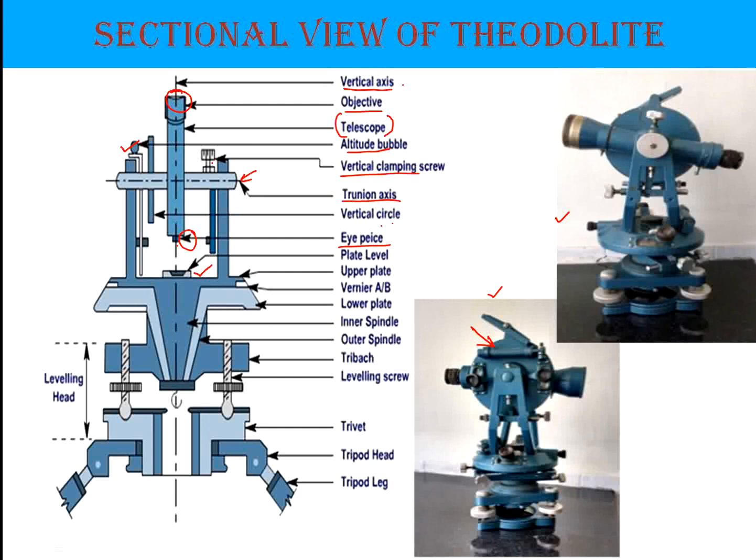Now vertical circle. Vertical circle in the sectional view, you can see here this will be the vertical circle, and actually in the front view you can see the vertical circle here. This is the circular shaped one which will be helping in reading the vertical angles when this telescope is rotated in the vertical plane. Okay, now so that's all about vertical circle.